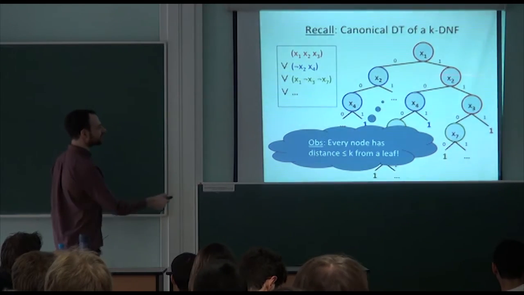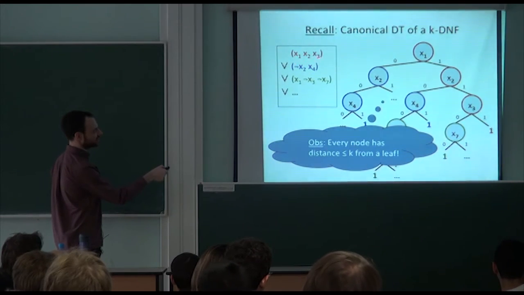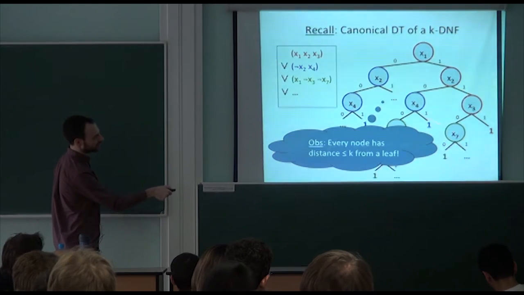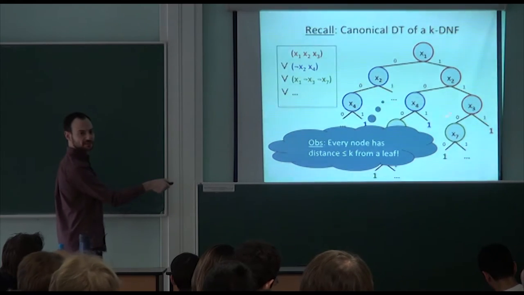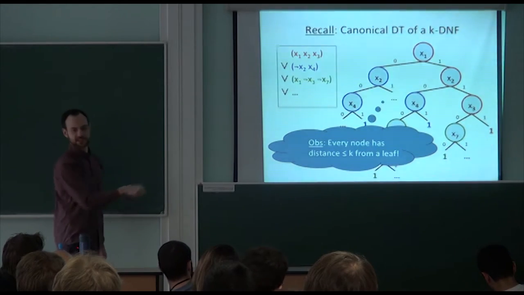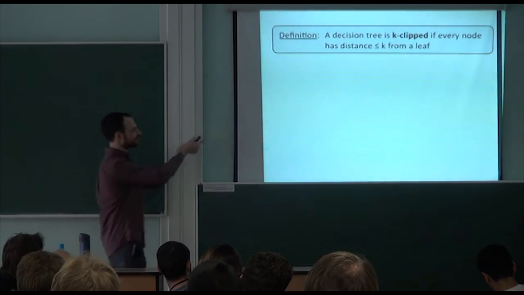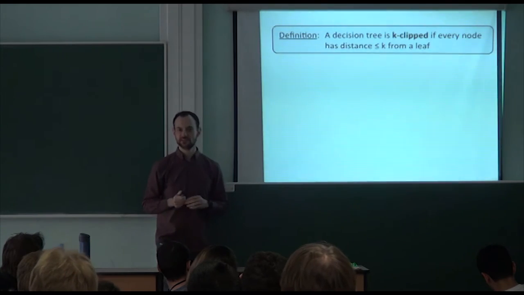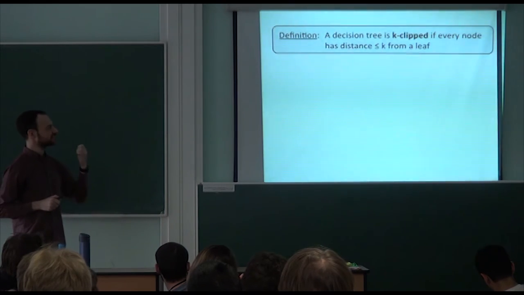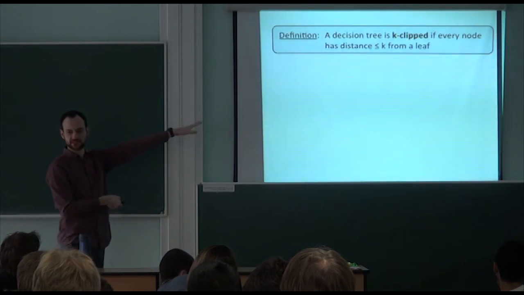You can see that just from the way this is constructed. This is a 3-DNF here. This clause has length 3, so we started out with this subtree here, and it ended in a 1, and then we continued the construction here. Each part of this decision tree comes from some clause, and below it there's some way to get to a 1. This motivates the definition of a k-clipped decision tree. We say that a decision tree is k-clipped if every node in the decision tree has distance at most k from some leaf. So it could be unbounded depth, but you have this property.